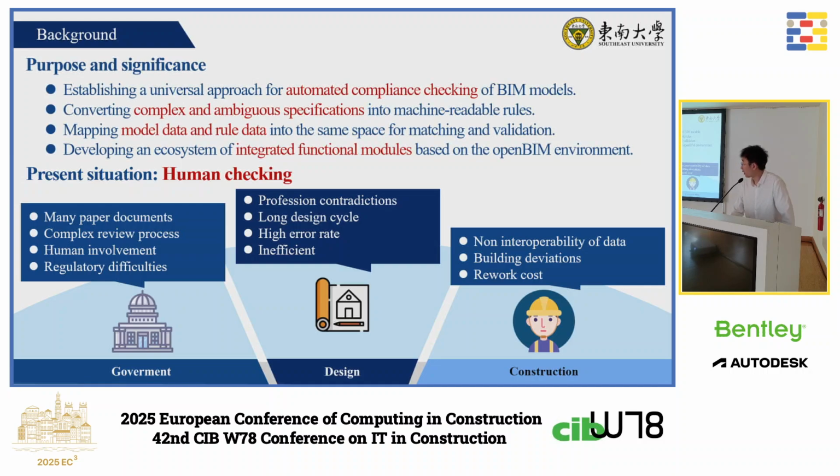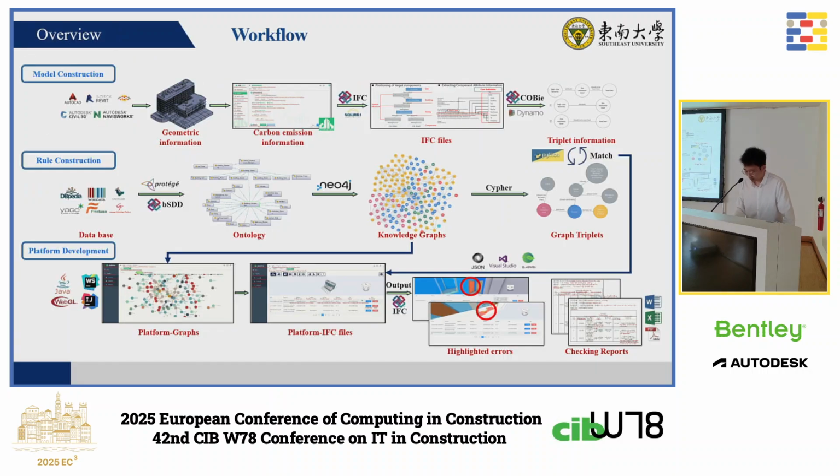So this is our workflow. First, we use AutoCAD and Revit to create the geometric models, and then we add information to become a rich information model, which is converted into IFC files. We designed some Dynamo components to extract the information and convert it into triplet format.